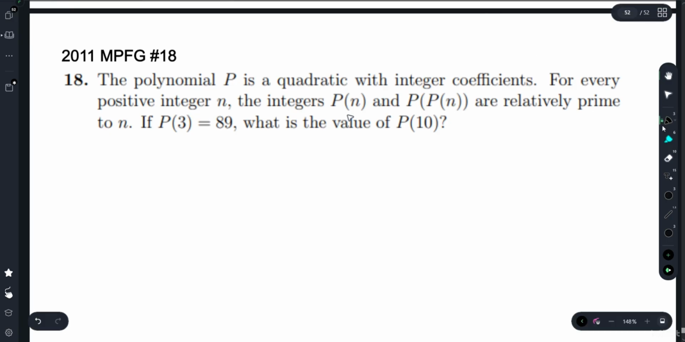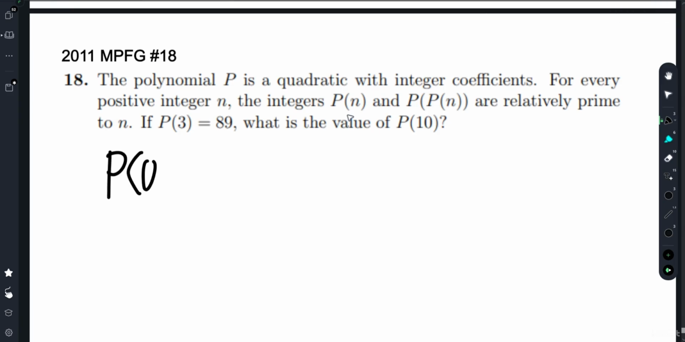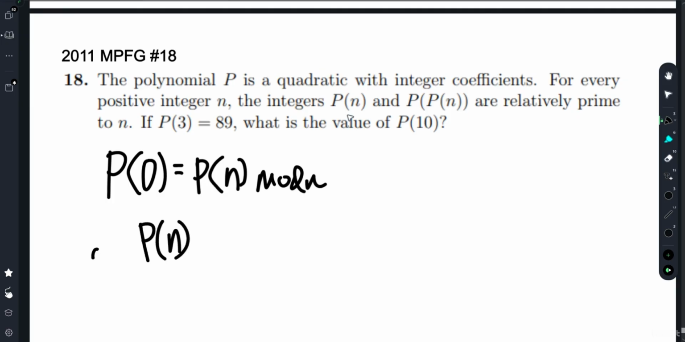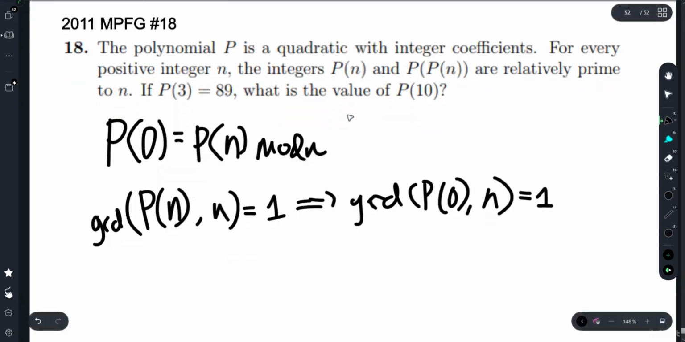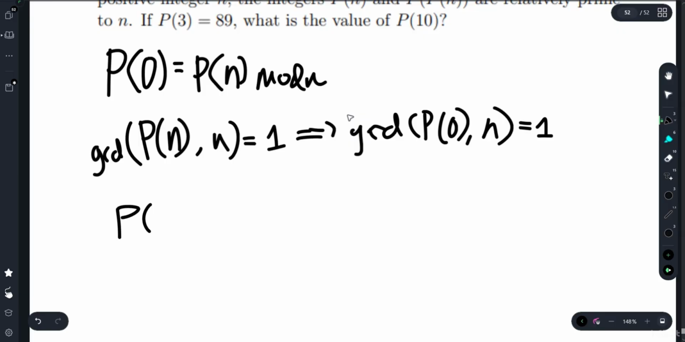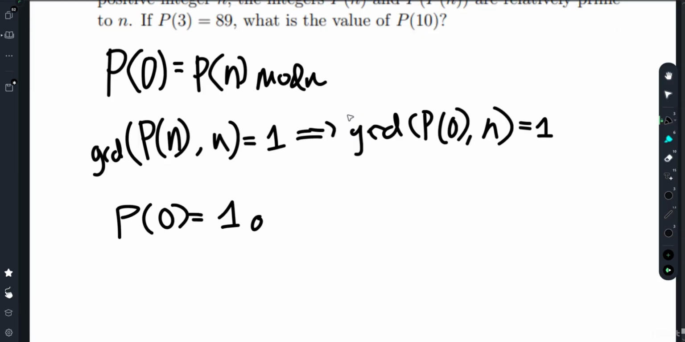So first of all, we want to find what p of 0 is. And so p of 0 is just equal to p of n mod n. And we know that the GCD of p of n and n is equal to 1. So that means that the GCD of p of 0 and n is also equal to 1. And so that means that p of 0 can equal 1 or negative 1.